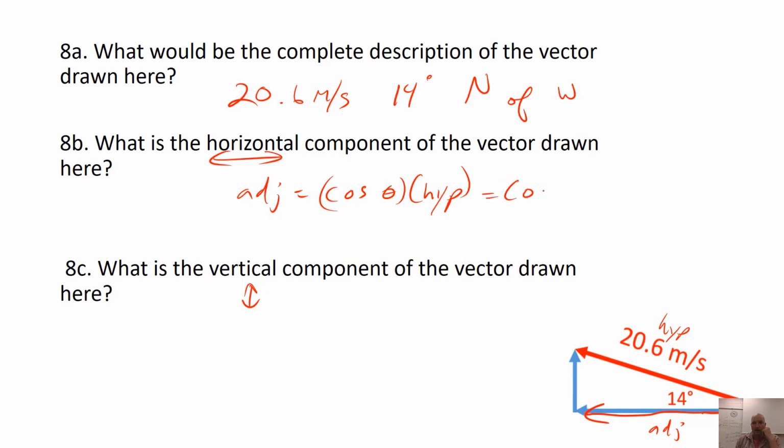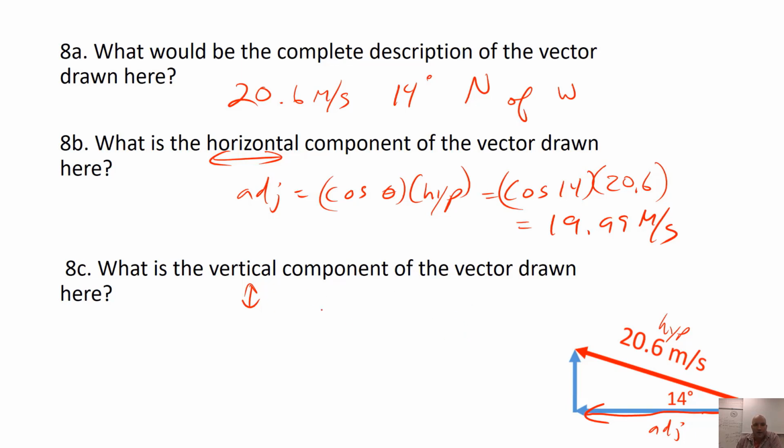Well, the cosine of the angle, which is 14, times the hypotenuse, which is 20.6, is going to be the answer. Now make sure that your calculators are in degrees and not radians, because we're going to be typing 14 degrees in there. Cosine 14 multiplied by 20.6, and we get 19.99, and that's going to be meters per second, because the information we were given, that 20.6, is meters per second, it's still going to stay meters per second.